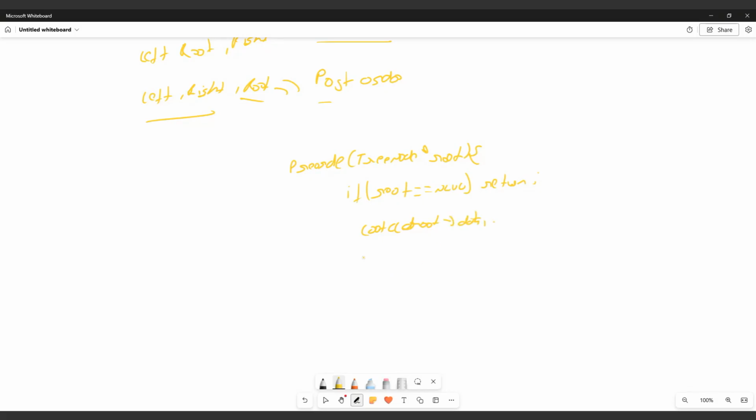And go towards the left: call the same function pre-order towards the left. Then when left is finished, call the same function towards the right, and end. So this is only 4 lines of code. Guys, is it clear up to this point?